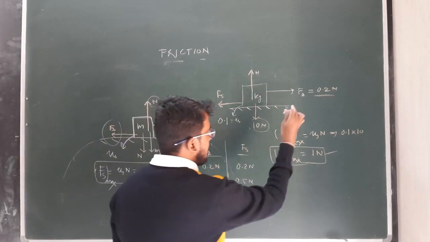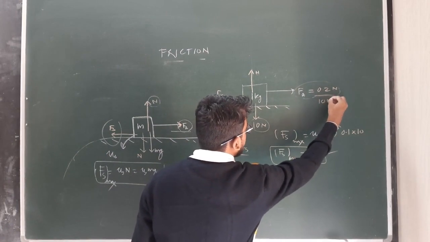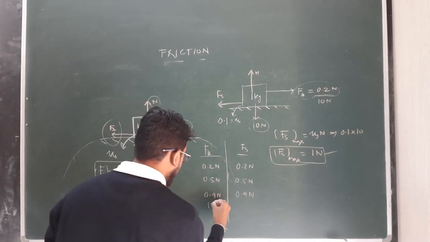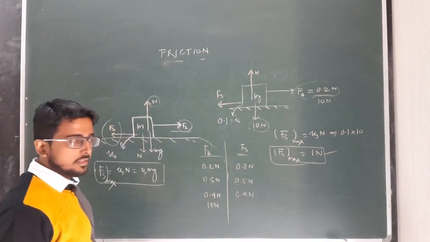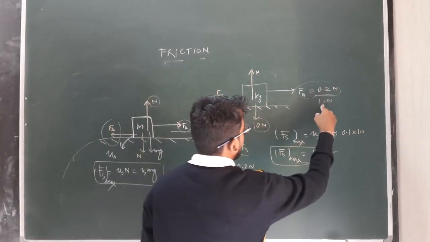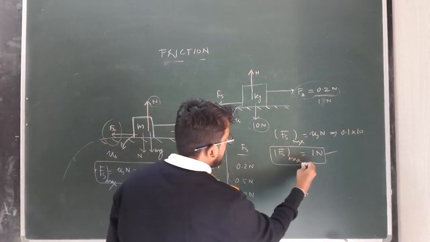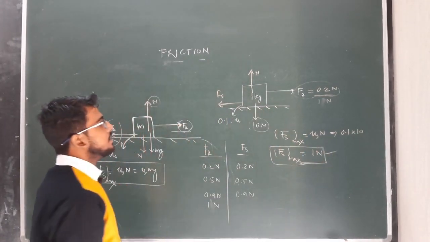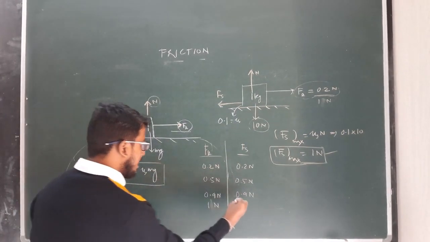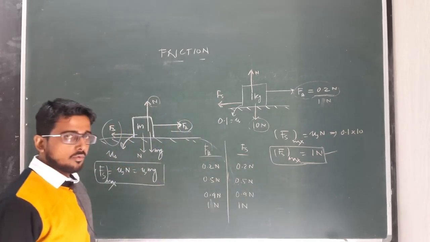But when the applied force becomes equal to the maximum value of the static friction, if I am taking it 1 Newton, then it is the maximum. Then it will become the maximum value that can be offered by these two contact surfaces to oppose the applied force. So in that case the frictional force will become equal to 1 Newton.